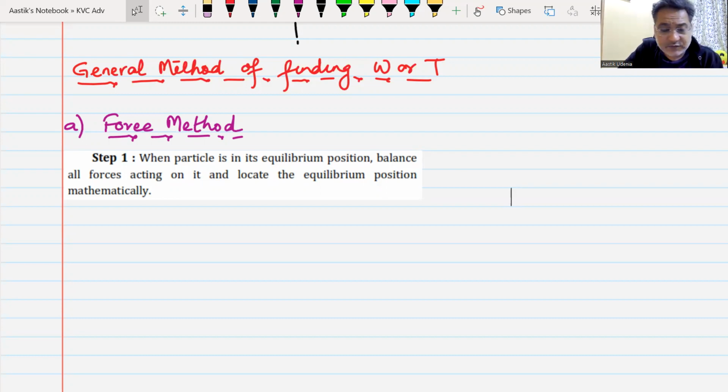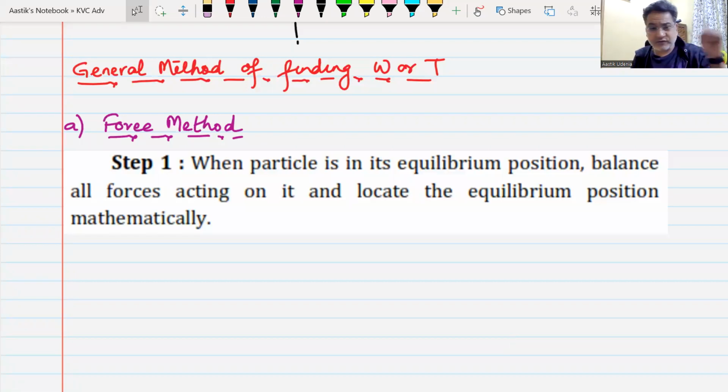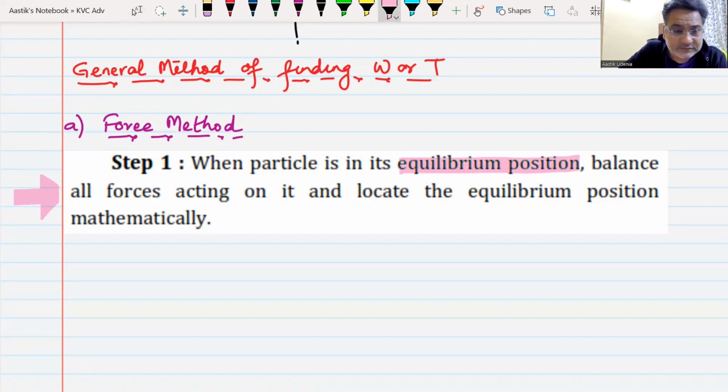So step number one is what? You look at the diagram and you find out the equilibrium position of the particle. In this equilibrium position, you will have to draw the free body diagram and balance out the forces. The body is in equilibrium, so the net force has to be 0. There might be forces acting on the body, so you will get the first equation from step number one. Step number one is to draw the free body diagram of the body in the equilibrium position, draw the forces and find the condition of equilibrium. Do we understand this? Yes or no? Yes, sir.